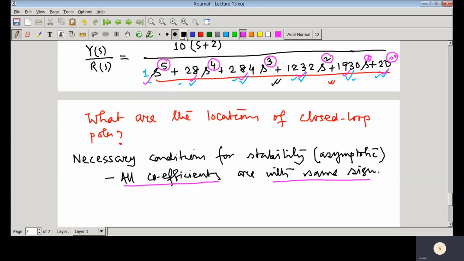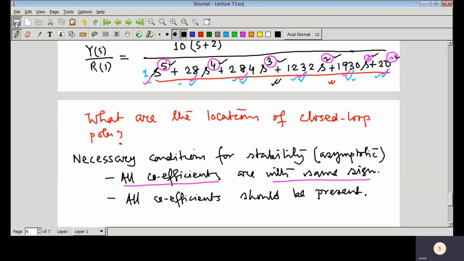And the second necessary condition is that all coefficients should be present. So here you can see 5, 4, 3, 2, 1, 0, so all the coefficients are present. So these are actually the two necessary conditions.